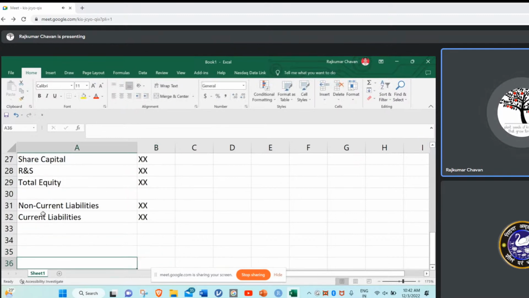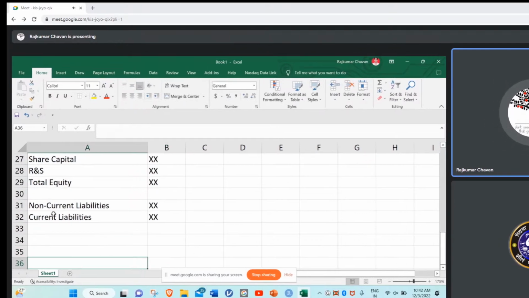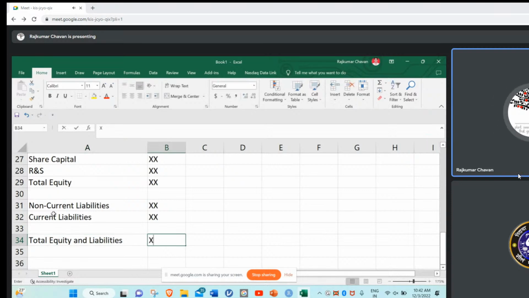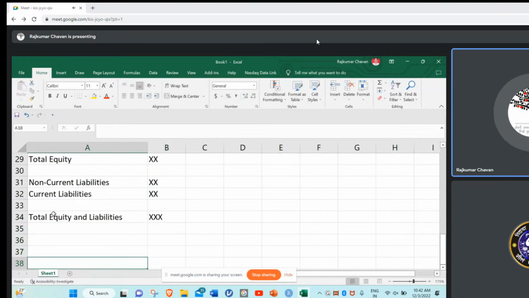And then finally we got equity and liabilities. So finally we will get the total of equity plus liability. We will call this one my total. Now tell me, total what? Equity and liabilities. So we should say this is the total of equity and liabilities. So the liability side is completed now.